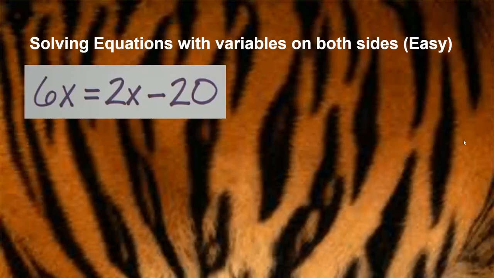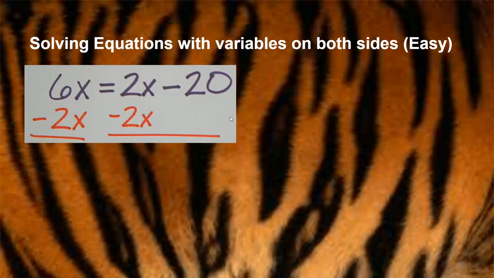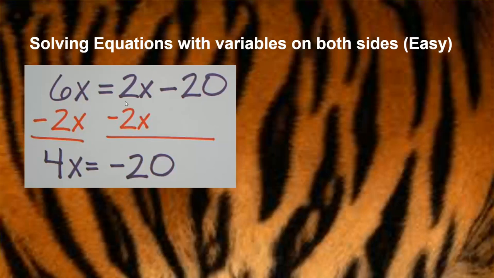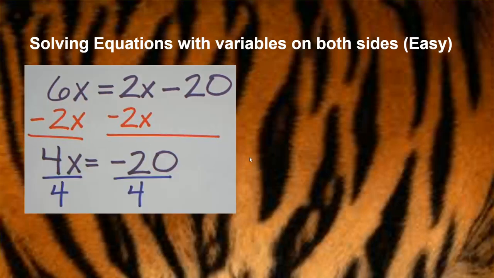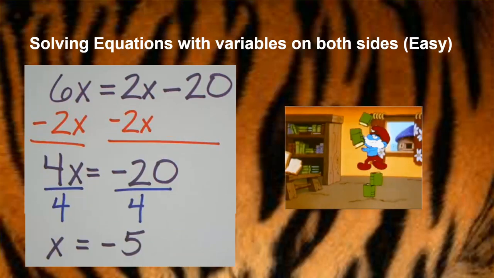First, this is an easy problem. We only have to move one thing. It says 6x equals 2x minus 20. If I can get this 2x to move to the opposite side, that would be good. So I'm going to subtract a positive 2x from both sides. On the left side, I get 4x. On the right side, these go away, and you're left with negative 20. Next, divide each side by 4, and you get x equals negative 5. And Papa Smurf, he's pretty happy for you.